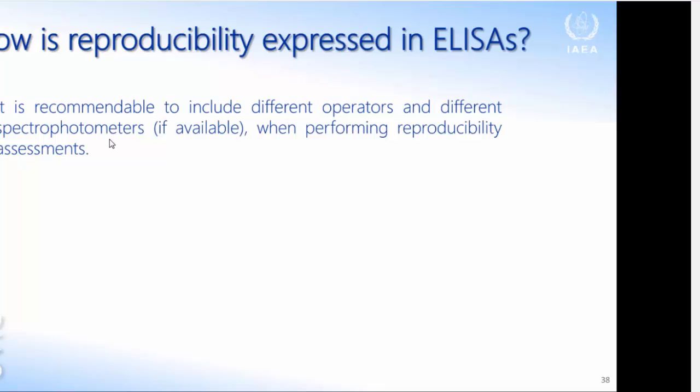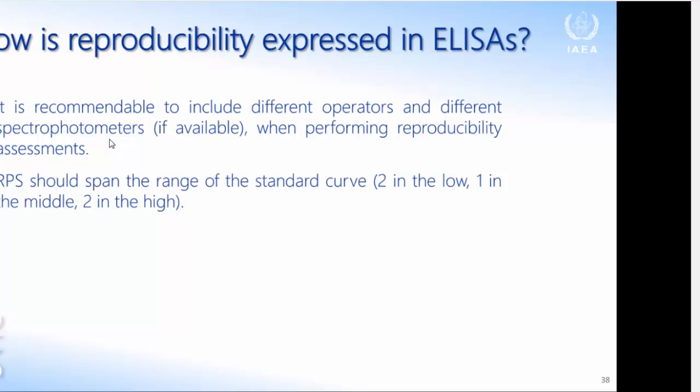So to evaluate the reproducibility, it is recommendable to include different operators and different spectrophotometers or ELISA readers, if available, when performing these assessments. The repeatability panel samples should span the range of the standard curve. As previously discussed and explained for the molecular test, the same counts for the serological test. So we have to include 2 low positive samples, 1 in the middle range, and 2 in the high range, 2 highly positive samples.